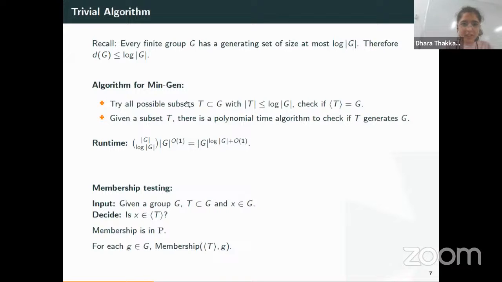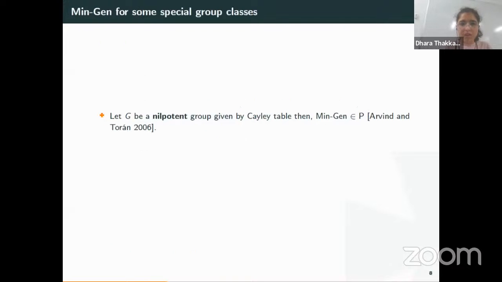So I was saying that for the minimum generating set problem, there is a quasi-polynomial time algorithm. There is a polynomial time algorithm known for some special classes of group. For example, if we are given a group G which is nilpotent and it is given by its Cayley table, then Arvind and Turan proved that the minimum generating set problem can be solved in polynomial time. And in the same paper, they also claim that this problem is in the class DSPACE of log square mod G.